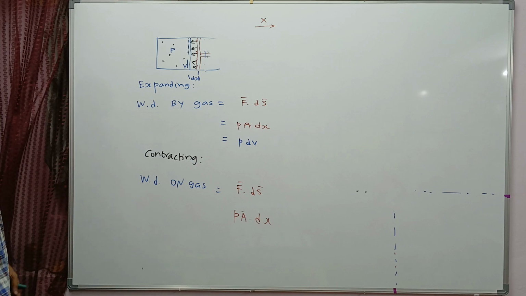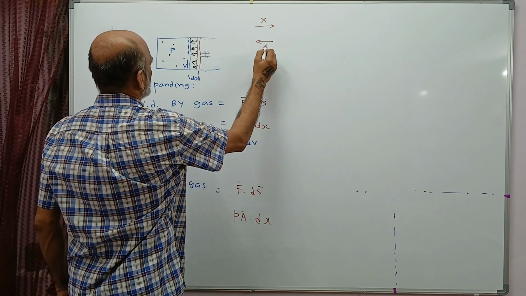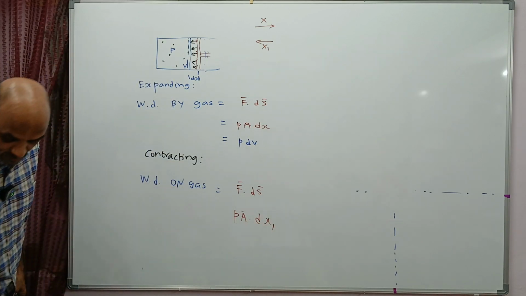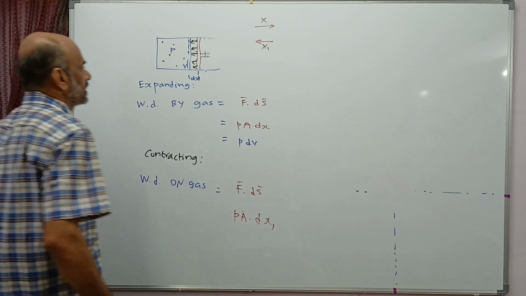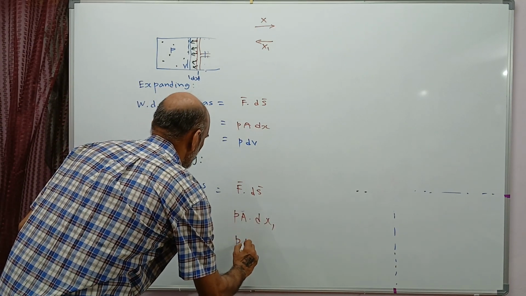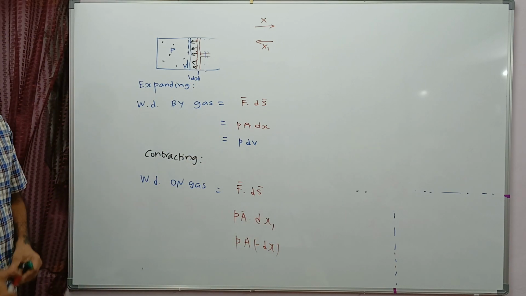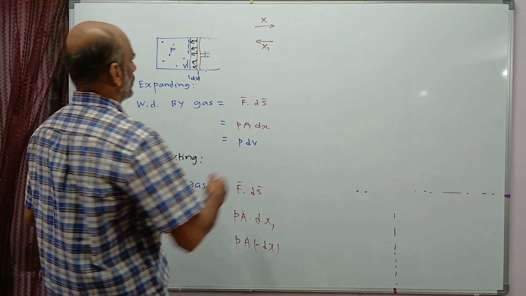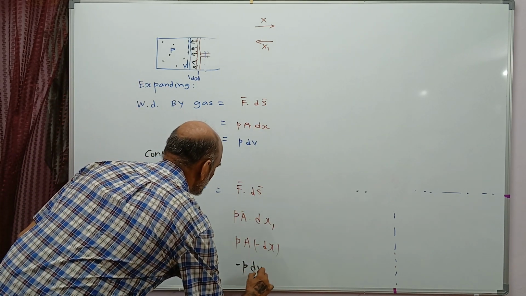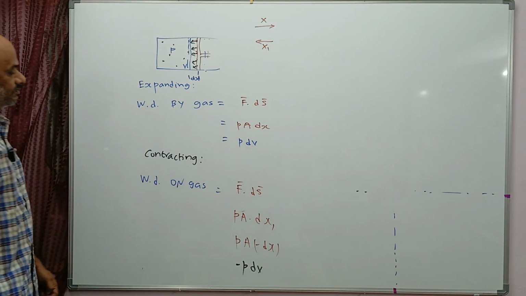To do it more rigorously, x-axis is towards right. So I'll choose one more axis which is towards left. Let me call it x1 axis. So the displacement is dx1. Okay, and dx1 and dx are opposite, so dx1 is minus dx. And the change in volume dV is always A into dx. So this will become minus P dV. dV is A into dx. So work done on the gas is minus P dV.